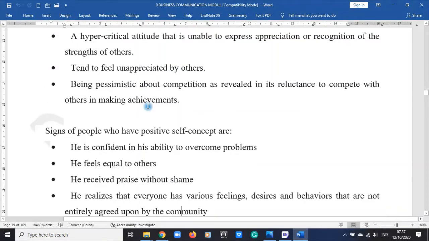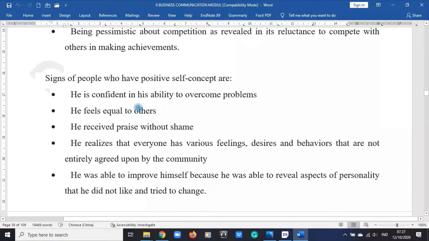I wish we show the signs of people who have positive self-concept, like being confident in our own ability to overcome problems and feeling equal to others. Because we are equal, at the same level, we receive praise without shame. So you will not feel shy when somebody is praising you, and you realize that everyone has various feelings, desires, and behavior that are probably not entirely agreed upon by the community.